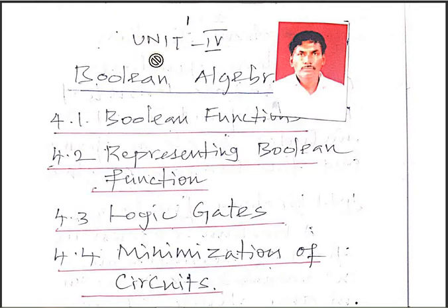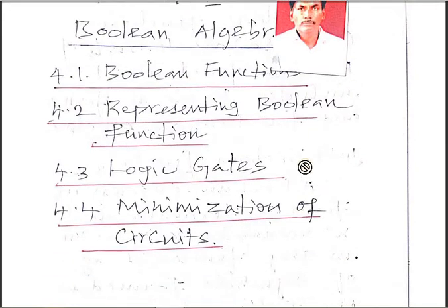Today we are going to talk about Boolean algebra. It comes in unit number 4. Unit number 4 consists of Boolean algebra. In this topic we have some subtopics: what is a Boolean function, representing Boolean functions, logic gates, and minimization of circuits. That's what we are going to discuss today.